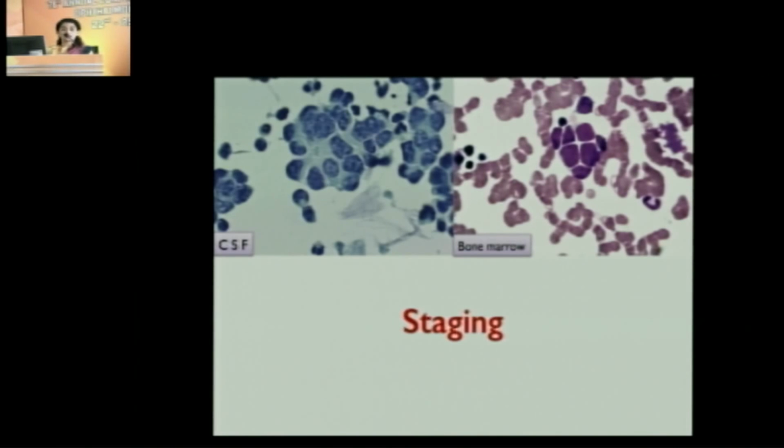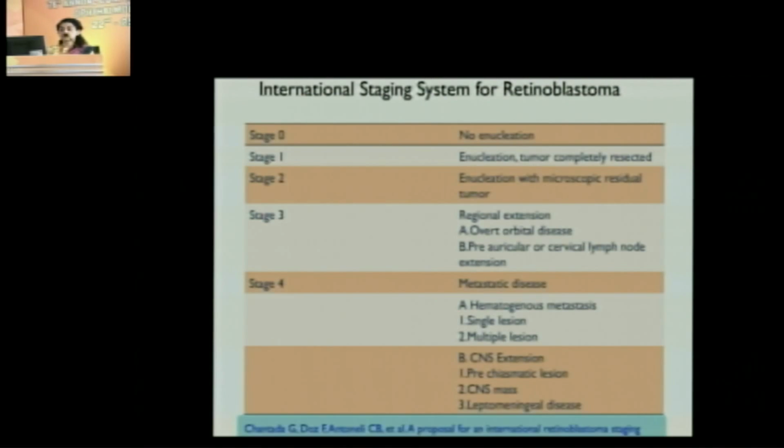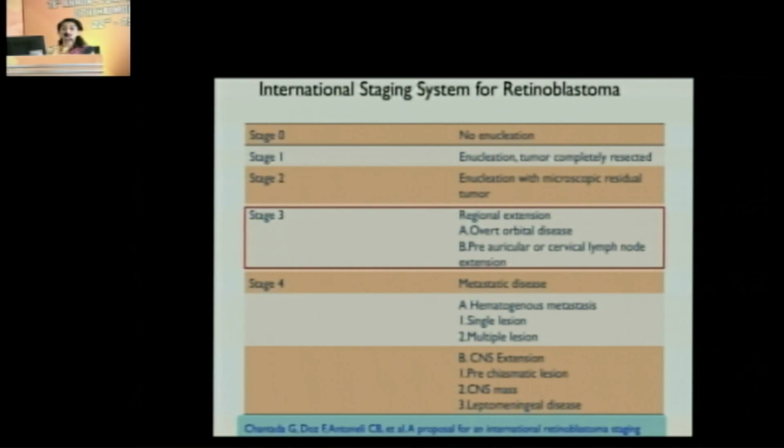Staging is very, very important. So we do bone marrow biopsy and CSF cytology in these patients in order to rule out whether there is metastatic disease at presentation with orbital retinoblastoma. Dr. Nandan has already spoken about the classification. So orbital retinoblastoma falls under stage 3 with overt orbital disease. They may also have regional lymph node metastasis. And once they have metastatic disease, they actually become stage 4.